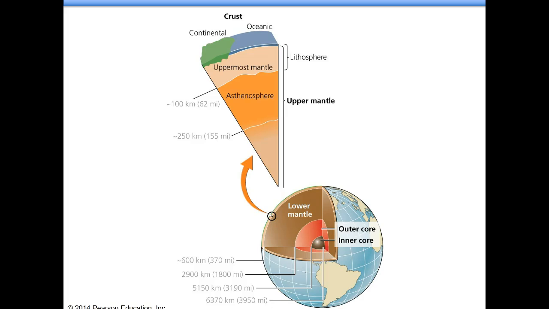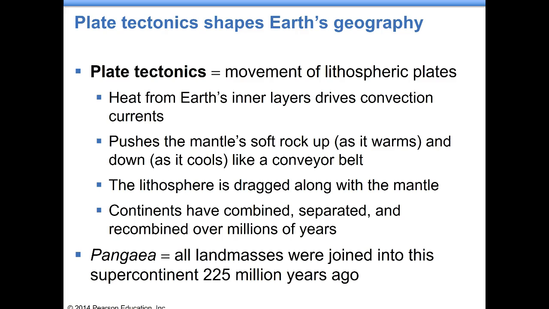So what happens is, I want to go back to this picture, notice our little continents. Our continents are actually plates, and we refer to it as plate tectonics, and that's the movement of the lithosphere. They're plates made out of the lithosphere, and they are driven by the heat from the Earth's inner layers. That heat creates convection currents, currents that go around and around. Those convection currents push the mantle's soft rock up, and as it pushes up, it warms, and then it goes down as it cools. That's kind of like a conveyor belt that keeps them moving.